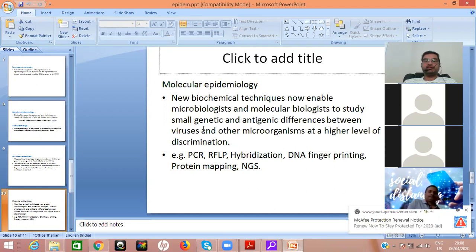But with the involvement of biotechnology and molecular biology, now we can study the small changes at the genetic level, and we can study the difference in the antigenic structure of the particular virus or bacteria. The same example I am again putting: COVID-19 or coronavirus, because it is not a new virus. The coronavirus outbreak also occurred during 2003 or 2004 in the same place, China. And this COVID is again a mutated form of that coronavirus.